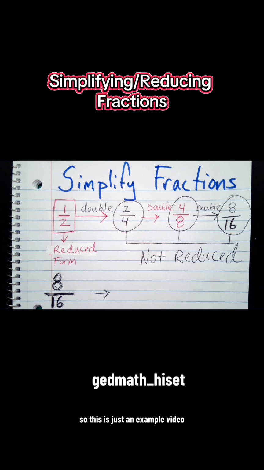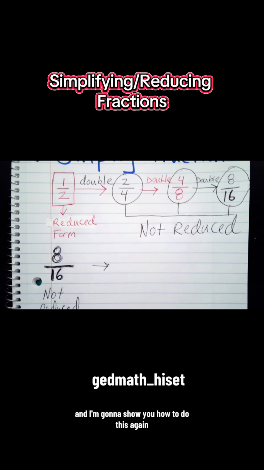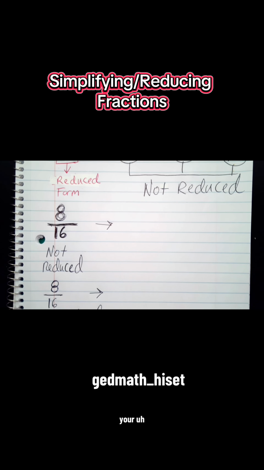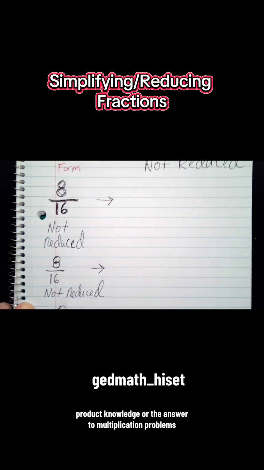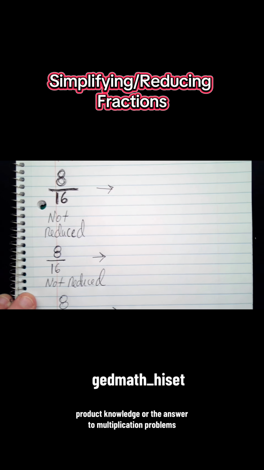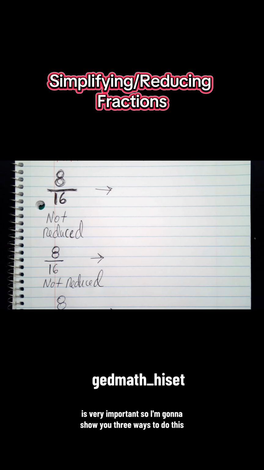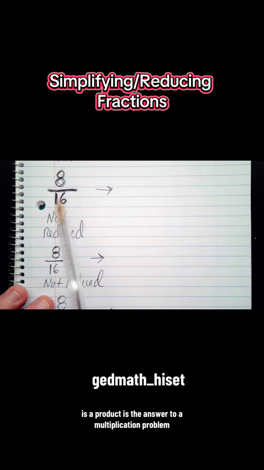So this is just an example video, and I'm going to show you how to do this. Again, your product knowledge, or the answer to multiplication problems, is very important. So I'm going to show you 3 ways to do this. The first way was the way I used it for years until I became more familiar with my products. Multiplying numbers, of course. Product is the answer to a multiplication problem.